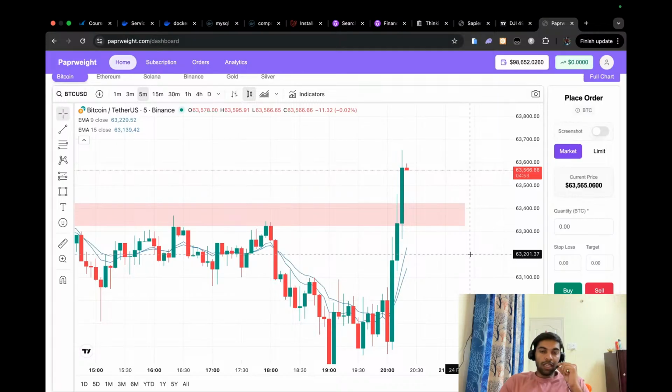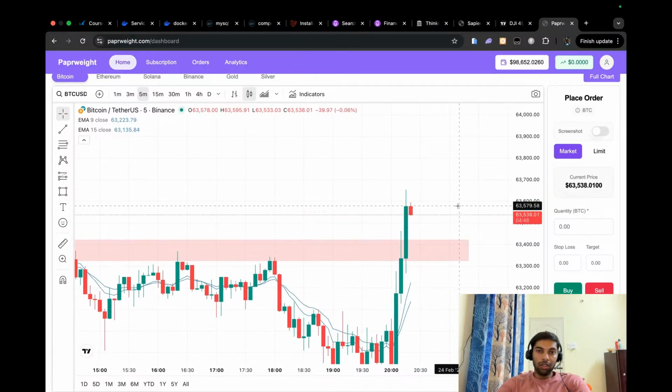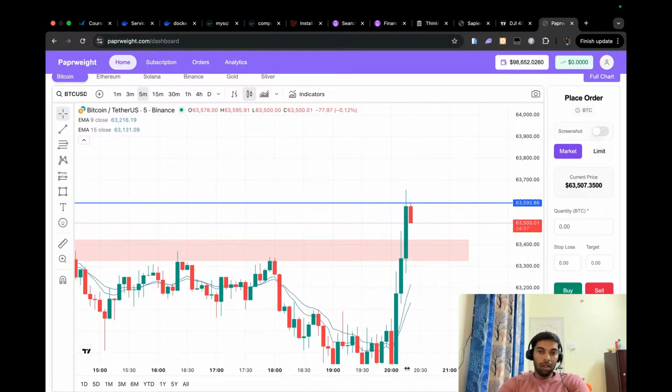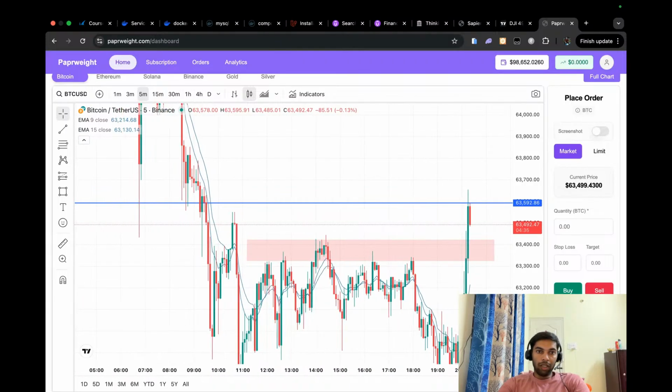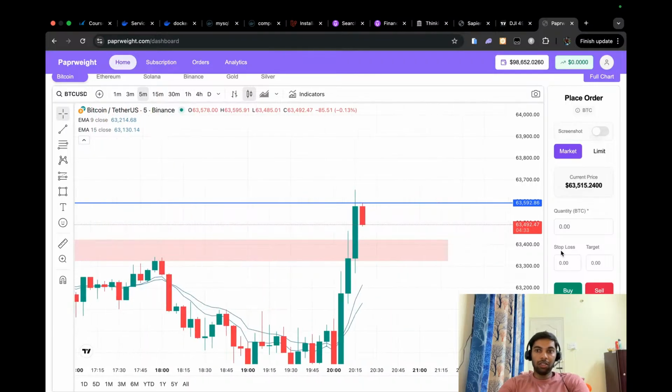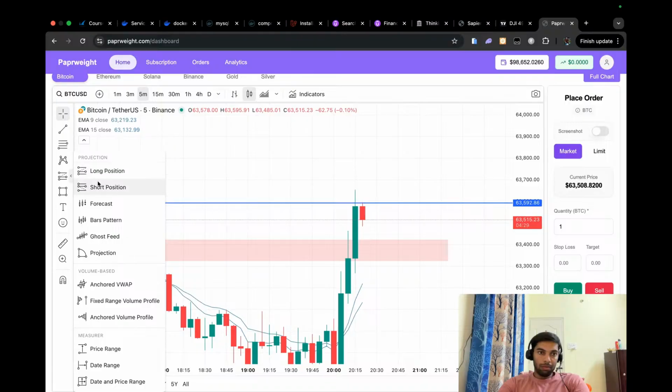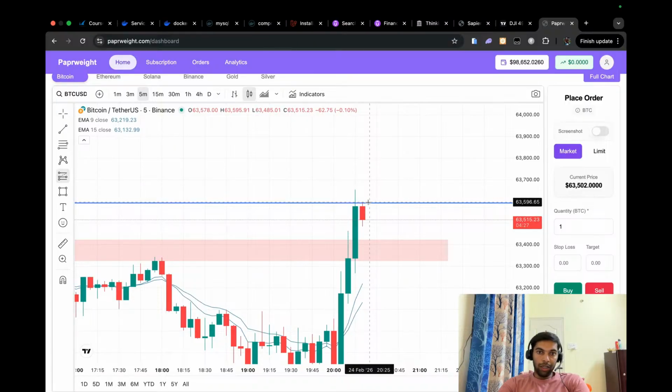Okay, the closing of this candle is quite great. This is a risk-taking candle actually. So I will take the risk as soon as it breaks the high of the current candle. So my order is ready in the up direction. I will jump with one quantity. This is my long position at this point.